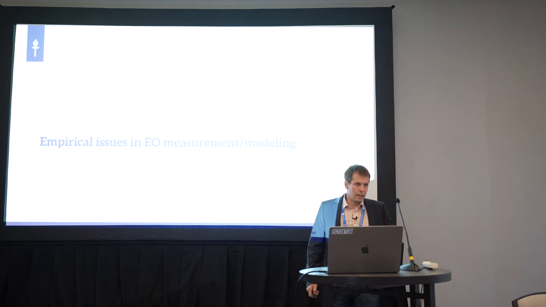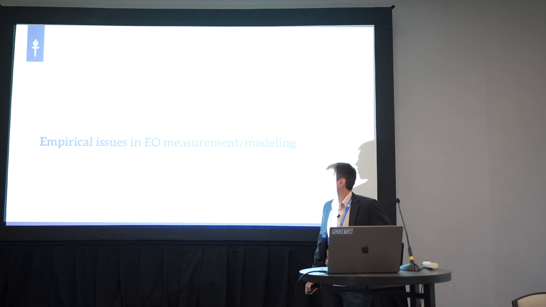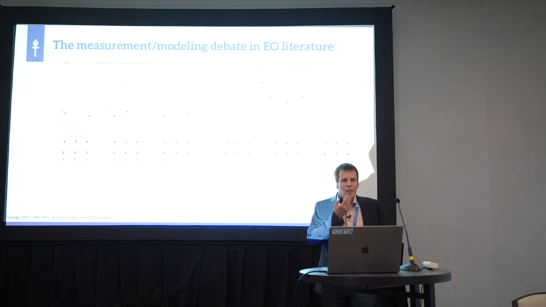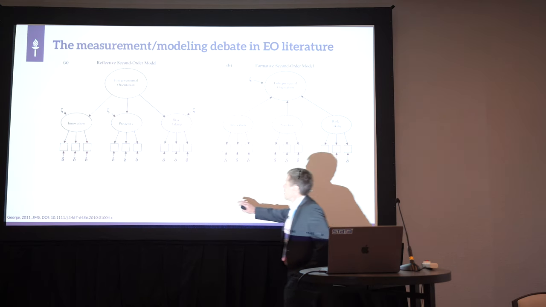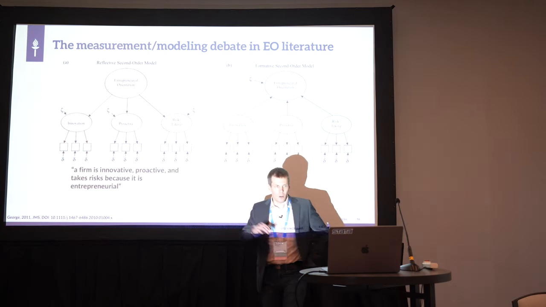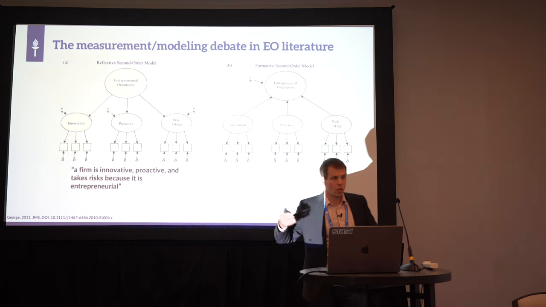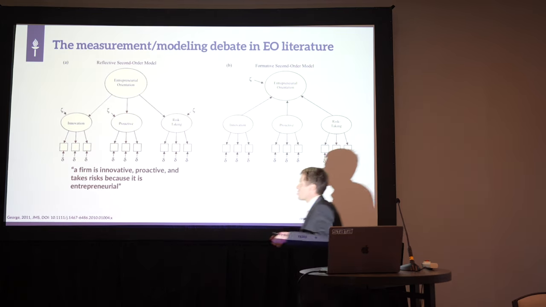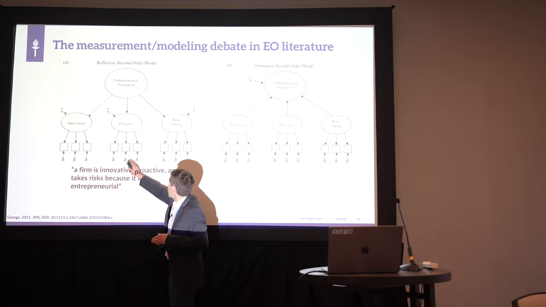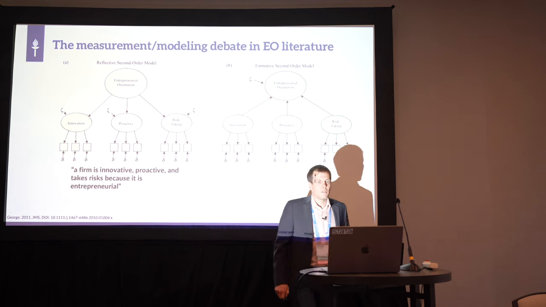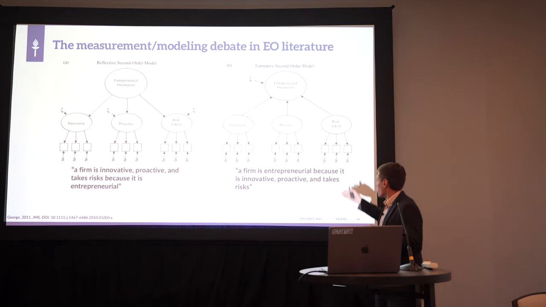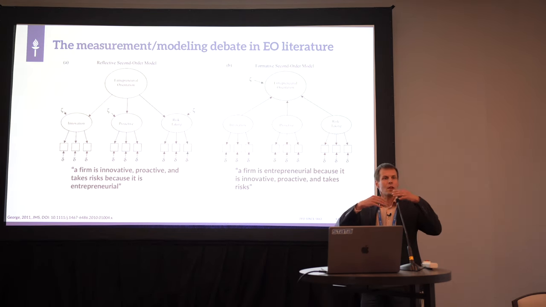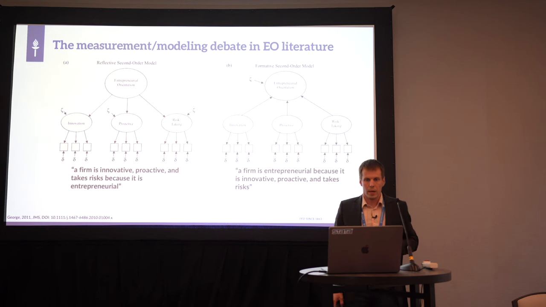And now we go to the main part of the paper, which is empirical issues in EO measurement and modeling. There is currently a debate, and has been for some years, about whether EO should be modeled reflectively or formatively. The idea of the reflective model is that a firm is innovative, proactive, and risk-taking because it is entrepreneurial. So being entrepreneurial causes your company to be high on innovativeness, proactiveness, and risk-taking. In the formative conceptualization, the idea is that a firm is entrepreneurial because it's innovating, proactive, and takes risks. So the direction of causality goes in different ways.